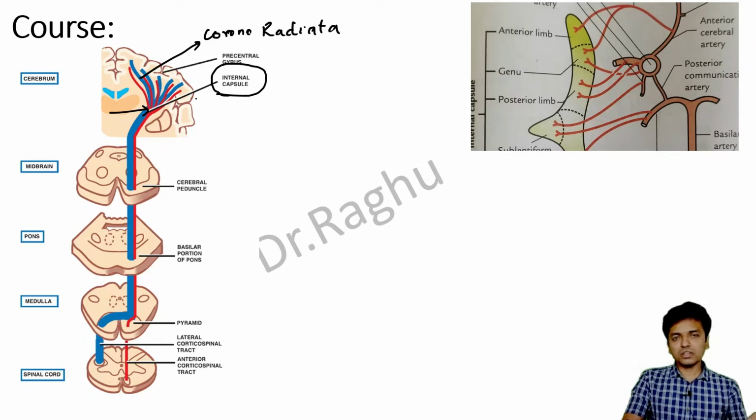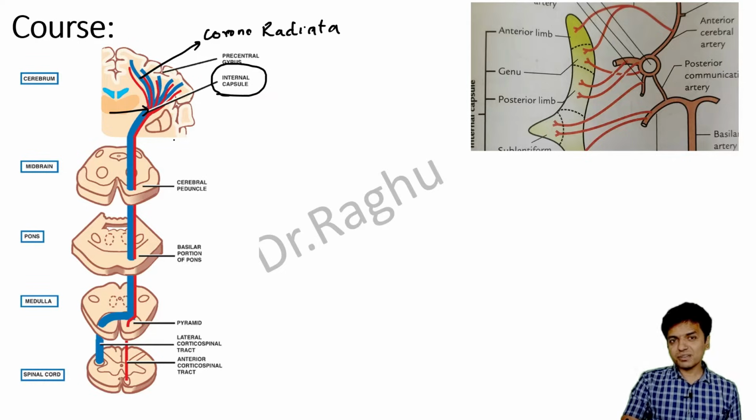Okay, and remember the internal capsule is divided into three parts. There is an anterior limb, there is a genu, and then there is a posterior limb. We have to be very specific here, and we have to mention that the fibers are passing through the posterior limb of the internal capsule. And this posterior limb of the internal capsule is extremely important clinically.